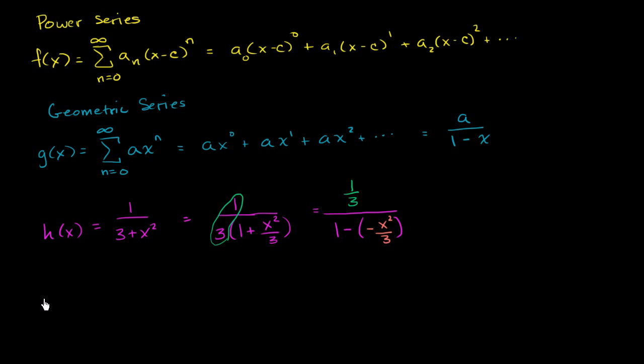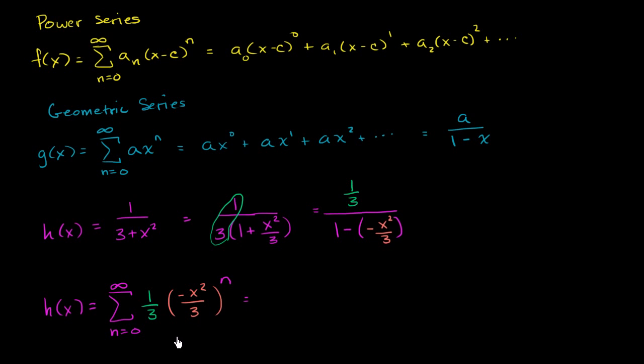So now I can rewrite h of x. I can say that h of x is going to be equal to the infinite series. So I'll go from n equals 0 to infinity. My a is 1/3. And then my common ratio is negative x squared over 3. I'm going to raise that to the nth power. And so if I wanted to expand it out, and actually maybe I'll write that in the purple, if I wanted to expand this out, what would it look like?